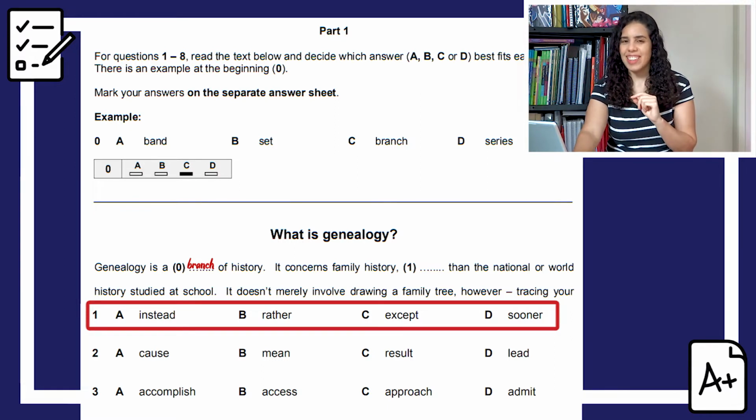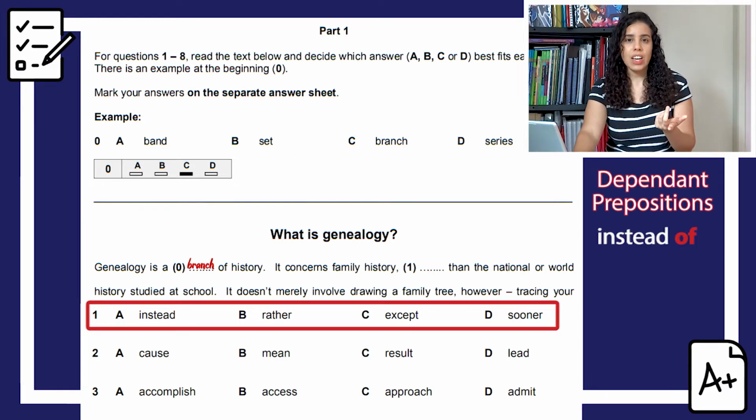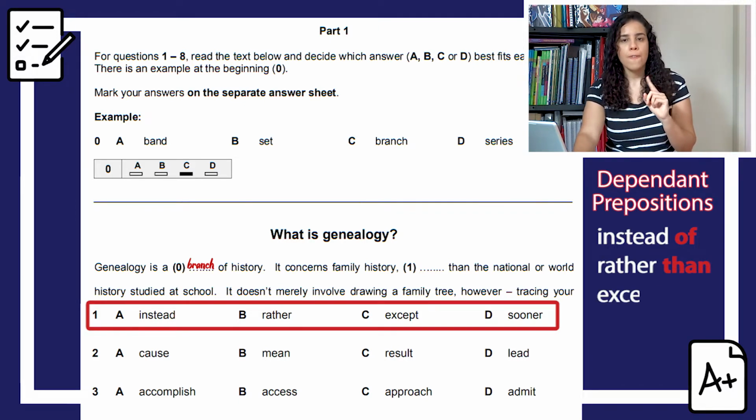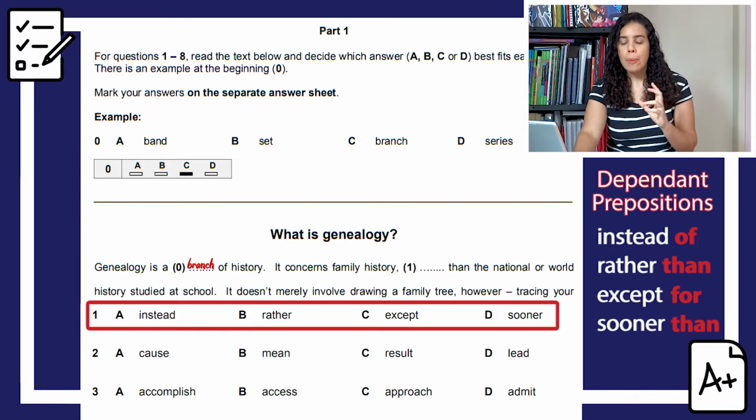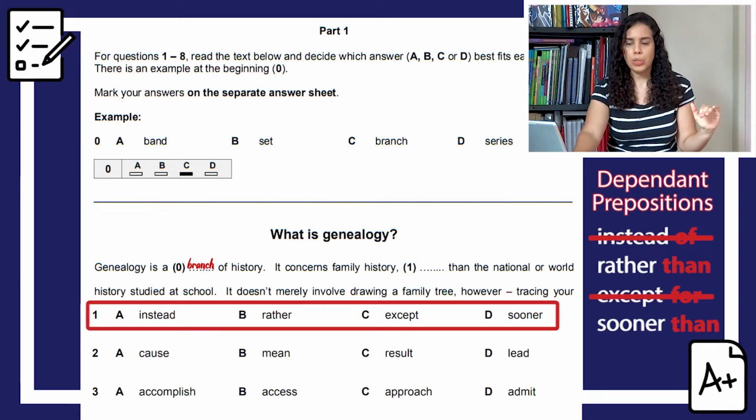Not exactly. Remember that I talked about collocations? Well, it is essential to have this in mind. So, instead collocates with of, instead of, rather than, except for, sooner than. From the options, we would have to eliminate at least 2 words because we say instead of, not instead than, and except for, not except than. So we eliminate these 2.